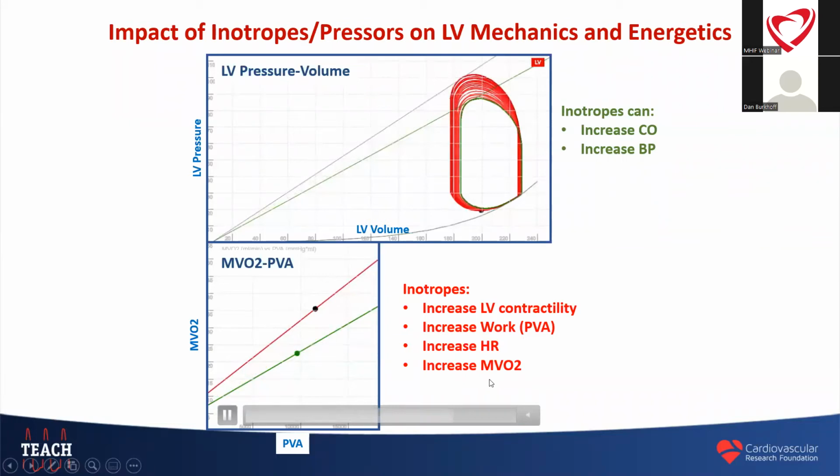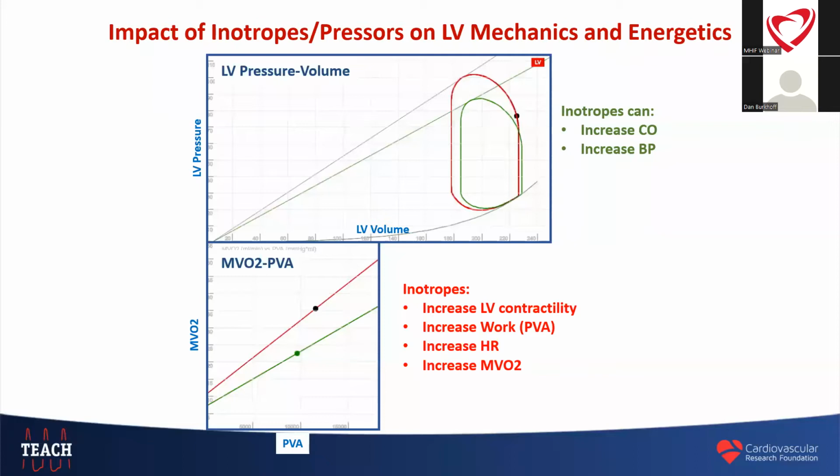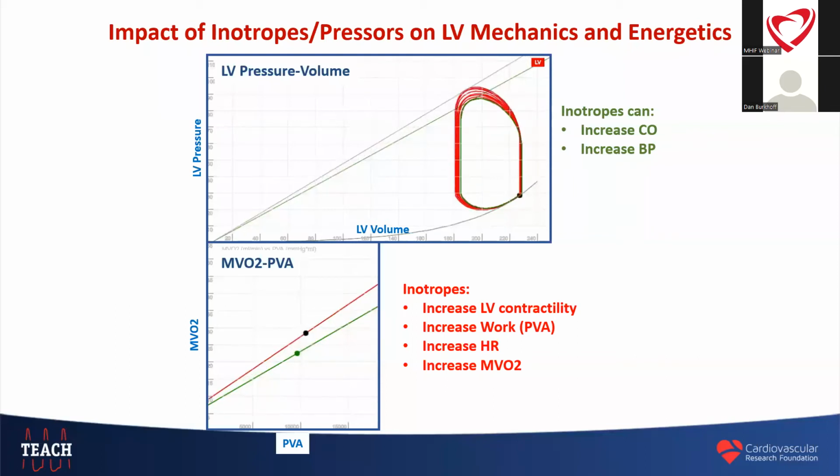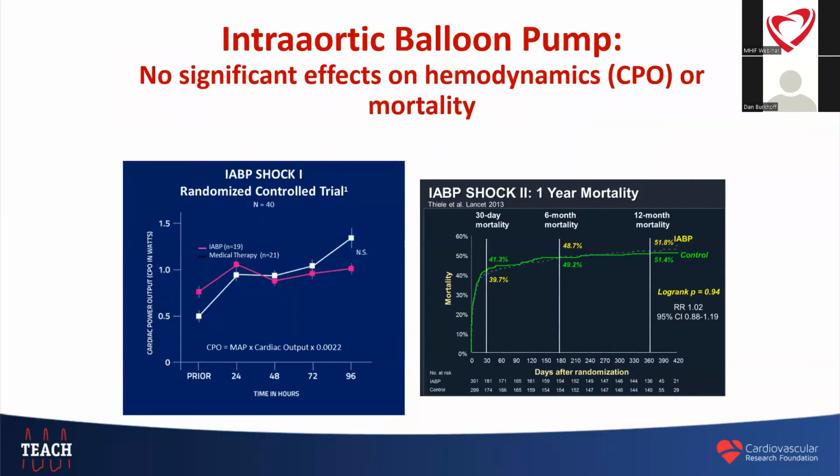increase the myocardial oxygen consumption, which can be very detrimental to myocardial viability, especially in the setting of acute myocardial infarction and ischemia. We know from preclinical models that inotropes and pressors can actually increase infarct size, and therefore that can contribute to worse outcomes in these patients.